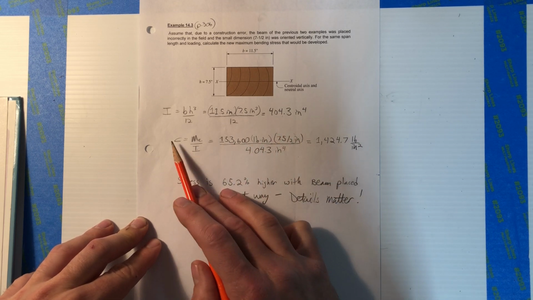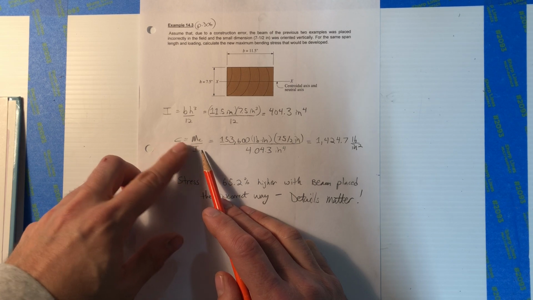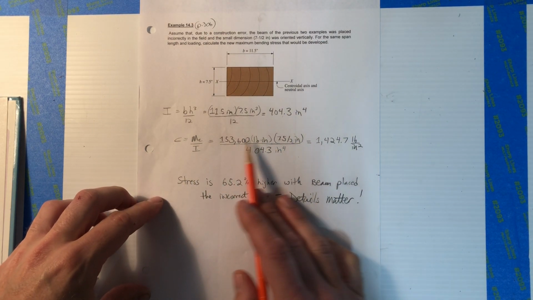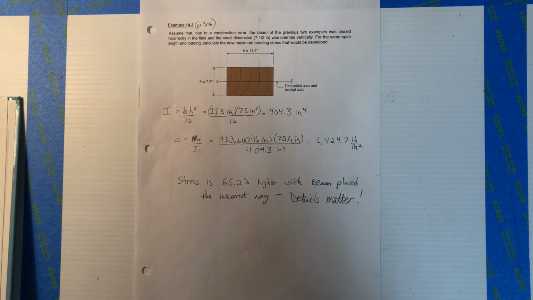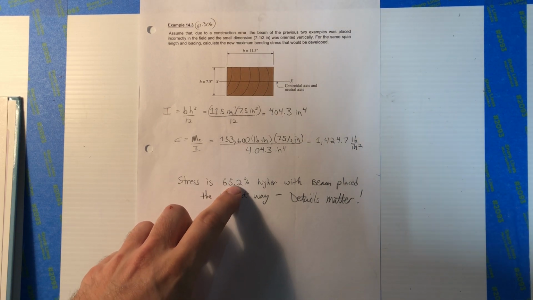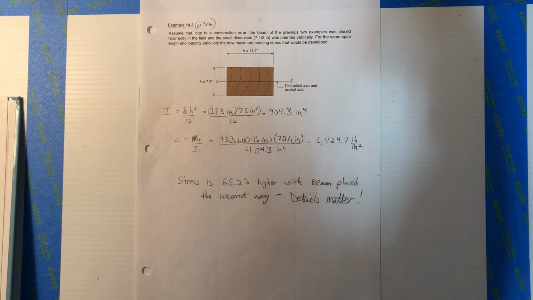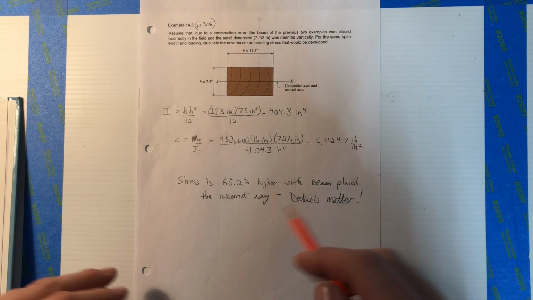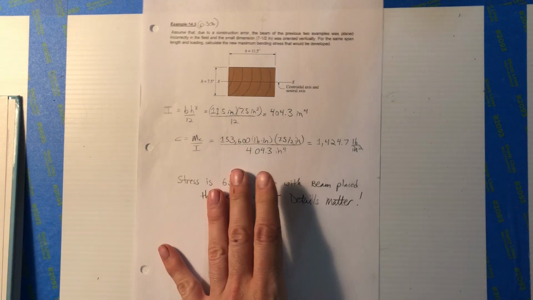If you just swap that out, remember, I is now smaller. If I is smaller, stress is going to be higher, inversely proportional. This is smaller, that gets bigger. This is bigger, that gets smaller. I plug in that new, smaller I, now my stress shoots up to 1,424 PSI. That's 65% higher than the previous example, just by putting the beam the wrong way. Same beam, same loading, not following instructions makes the issue 65% worse. Like I said, details matter.